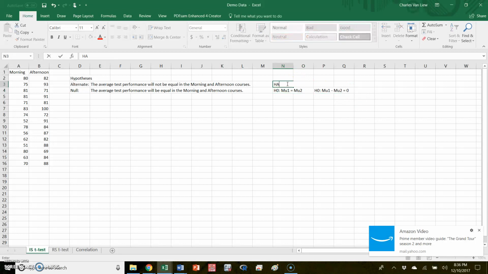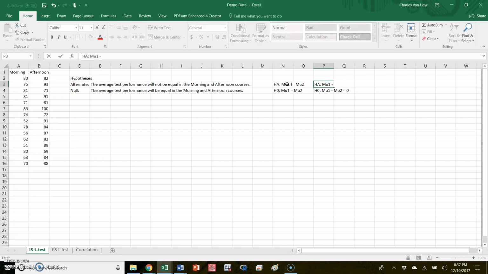The alternate, on the other hand, HA, the research hypothesis, would be that mu1 does not equal mu2. Or we could say that HA is mu1 minus mu2 does not equal 0. So the difference between them is a non-zero number. That is, it is significantly different from 0. We would conclude that there are likely real differences between morning and afternoon groups.